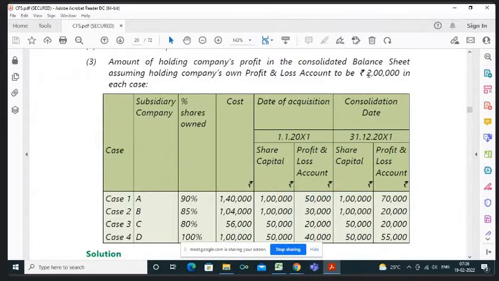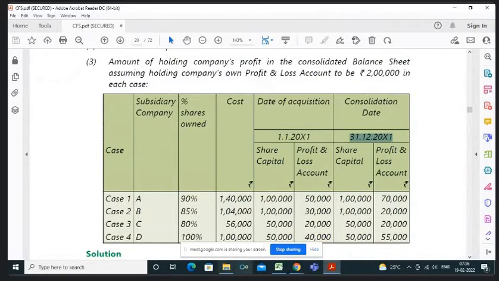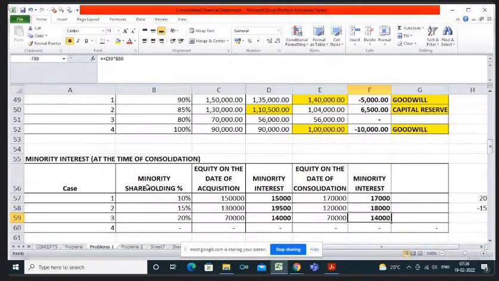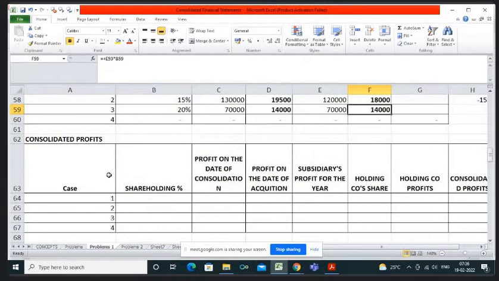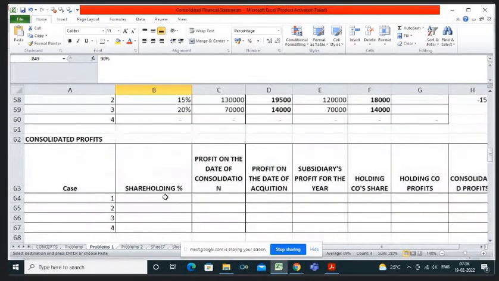So the holding company has a standalone profit of 2 lakhs. Now we have to add the share of profits in the subsidiary as on 31/12/2011. That will be added to this 2 lakhs, and then we'll have the consolidated profit and loss. So let us work out the consolidated profits. First we will take the 4 different cases and find out the shareholding percentage of the holding company. It is 80, 85, 80 and 100. Then the profit on the date of consolidation.